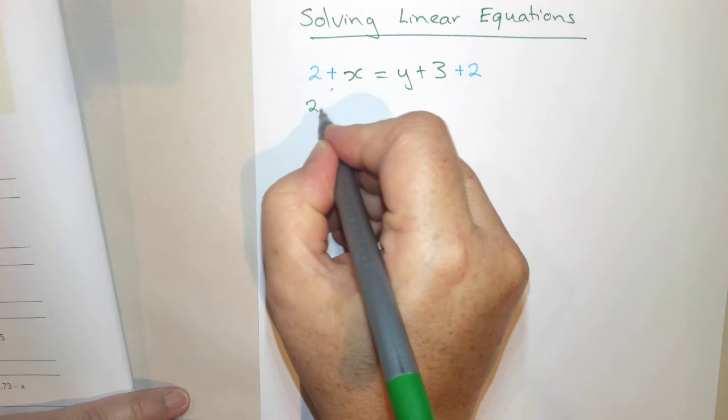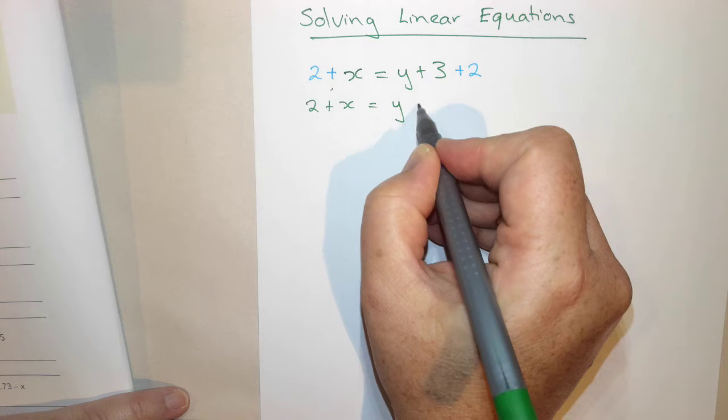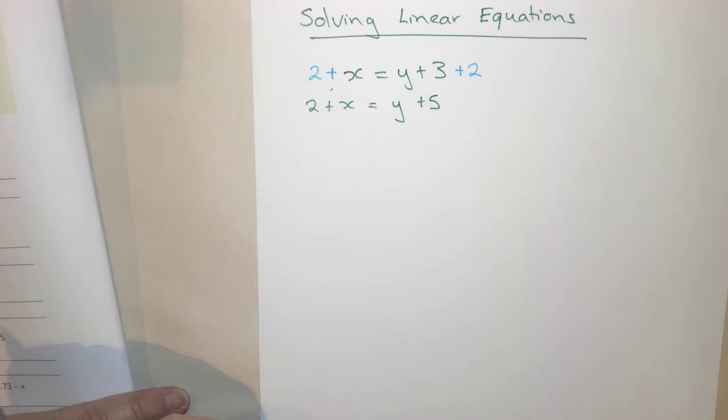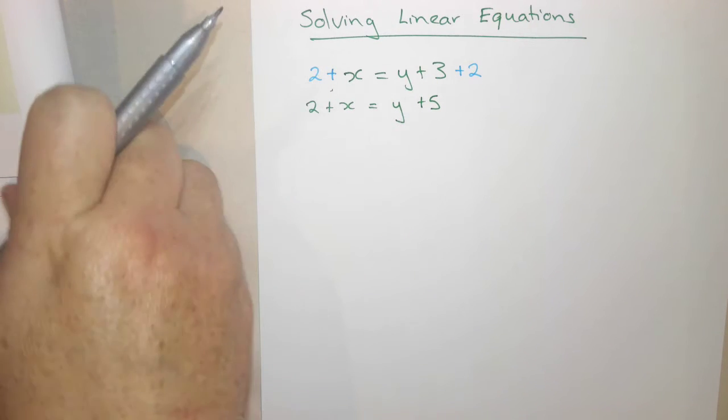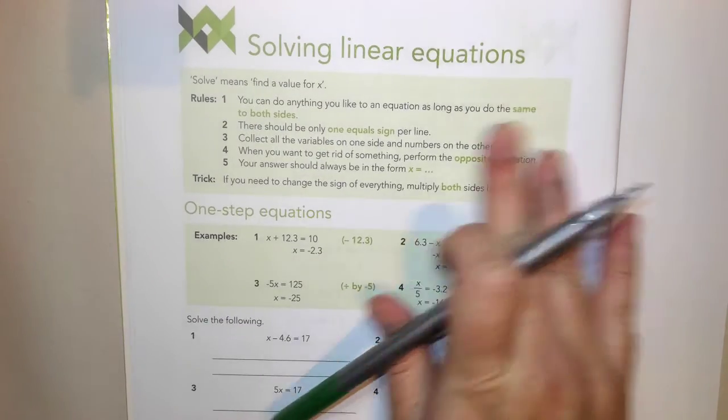And that would then become 2 plus x equals y. Now 3 plus 2 combined together would be y plus 5. So that's what rule number 1 is talking about: you either multiply, divide, add, subtract, but whatever you do, you've got to do the same to both sides.